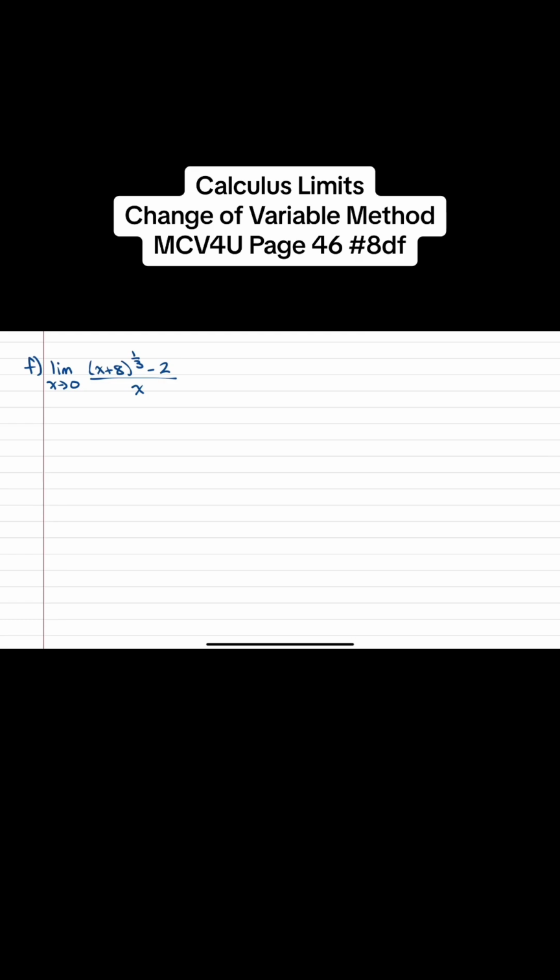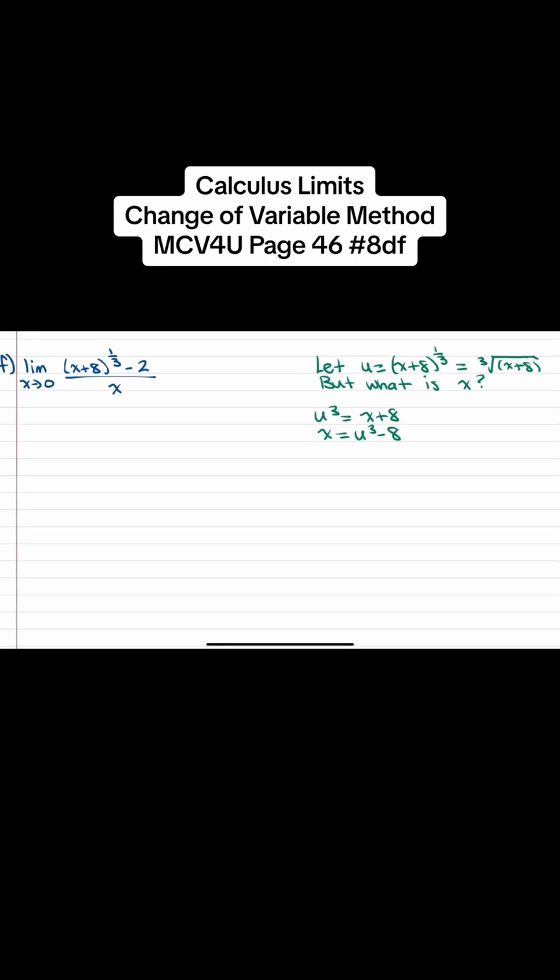The next question is saying the limit as x approaches 0 of x plus 8 to the 1 over 3 minus 2 all over x. Once again, we have to make some let statements for the change of variable method. We can say let u equal x plus 8 to the 1/3. Keep in mind this is the same thing as saying the cube root of x plus 8. Now the question is, what is x going to be? Well, we can easily find what x is by cubing both sides to get rid of the 1/3. This leaves us with u cubed is equal to x plus 8, and isolating for x, we get x is equal to u cubed minus 8.